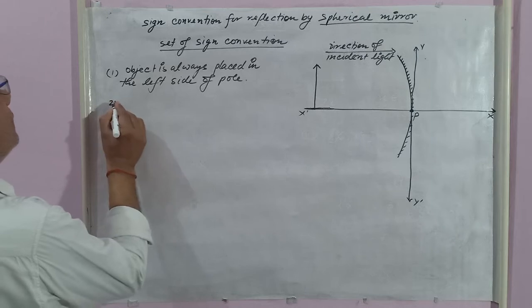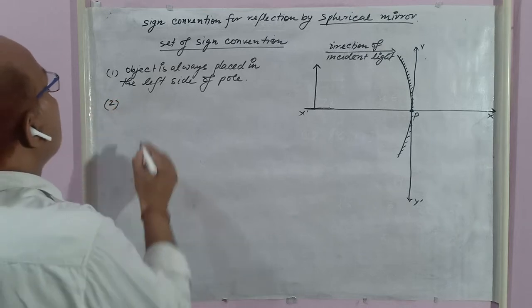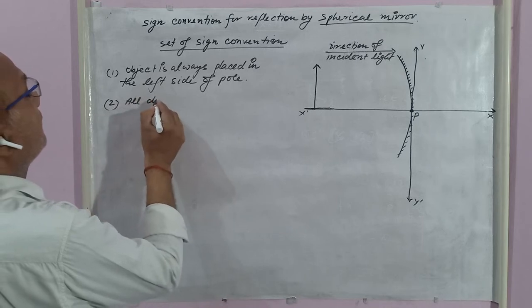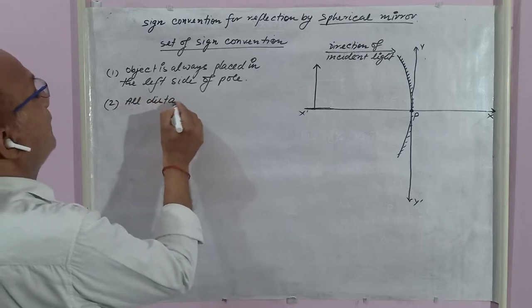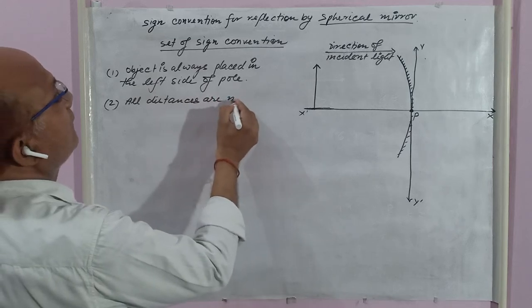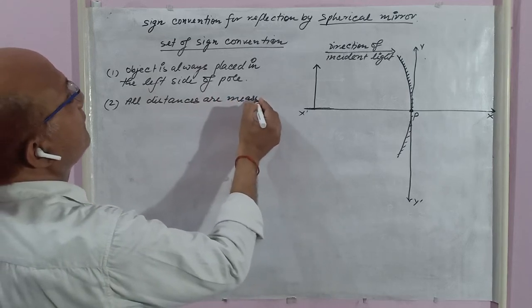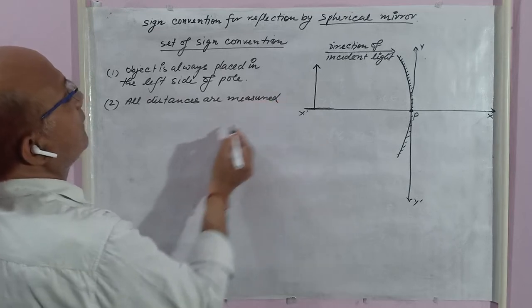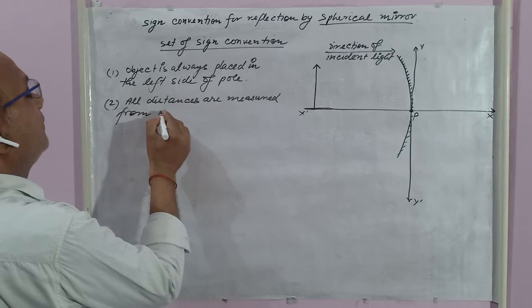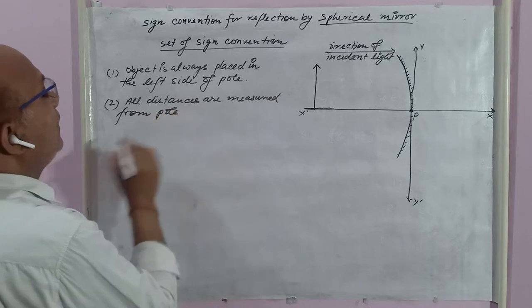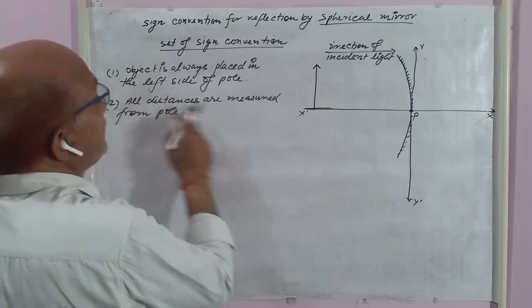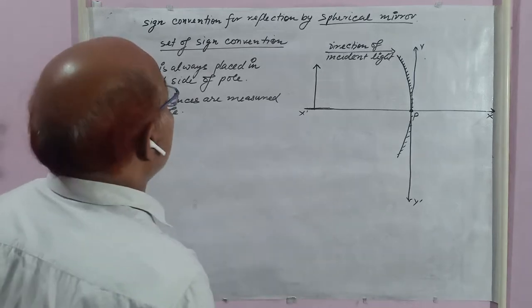Number 2, all distances are measured from the pole. So the second point is, all distances are measured from the pole.